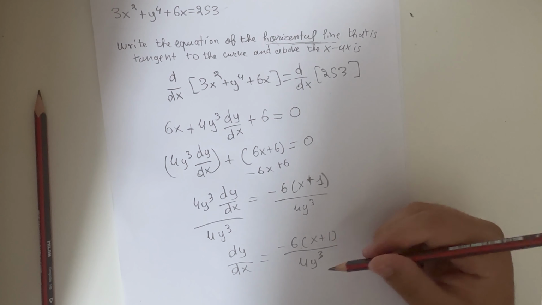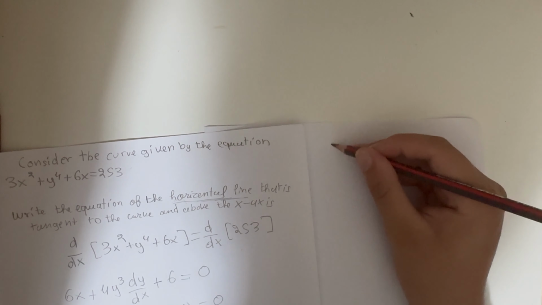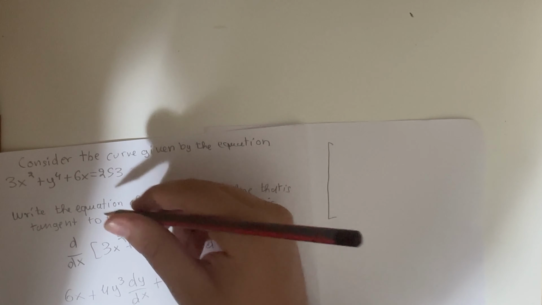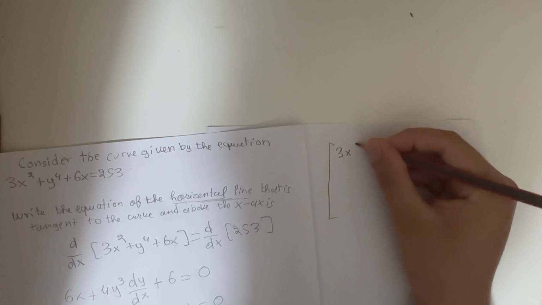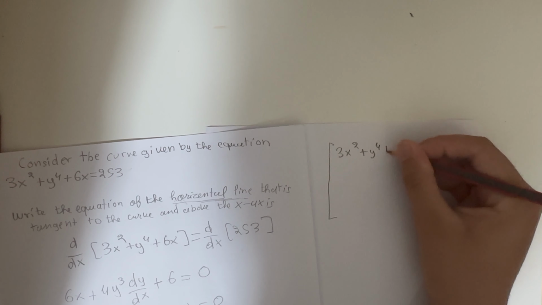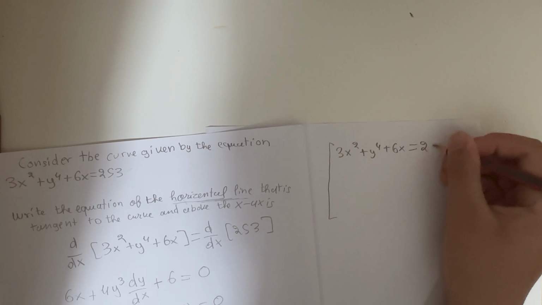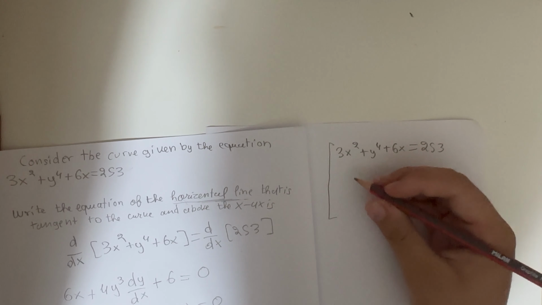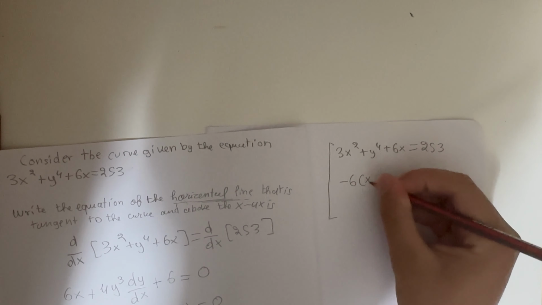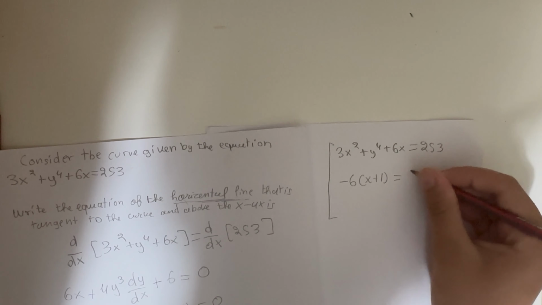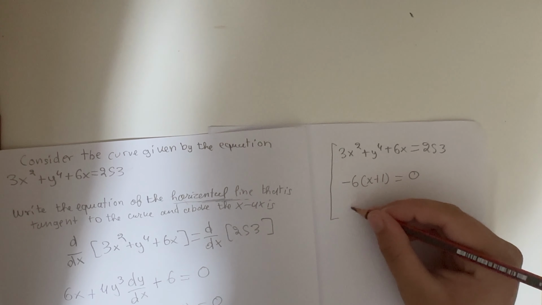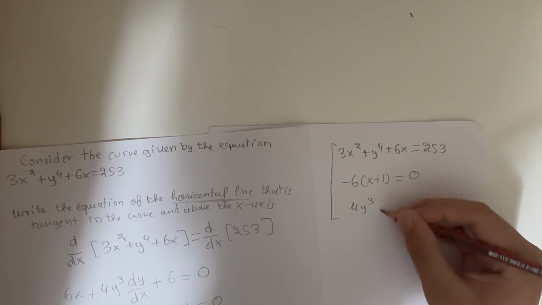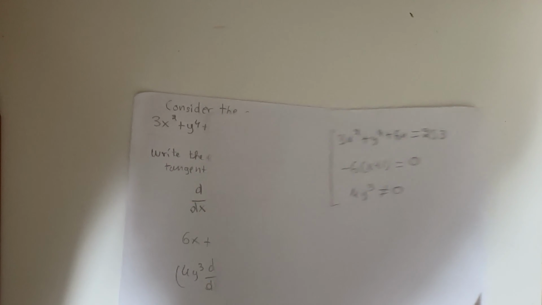So let me just write up my system of equations. I'm going to go ahead and flip the paper over. So my system of equations: I have 3x squared plus y to the 4th plus 6x is equal to 253. I have negative 6 times x plus 1 equals 0, because I want this to be 0. And then the denominator, y cubed, I want this to not be 0. So this right here is my system of equations. So let's go ahead and solve this.